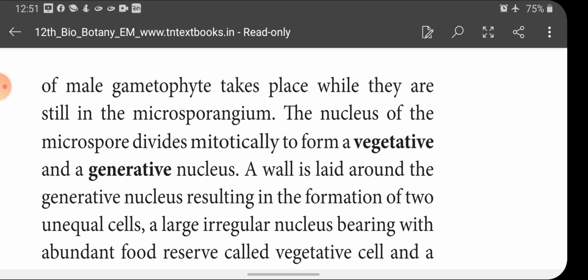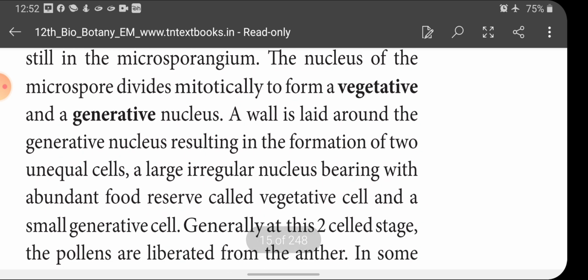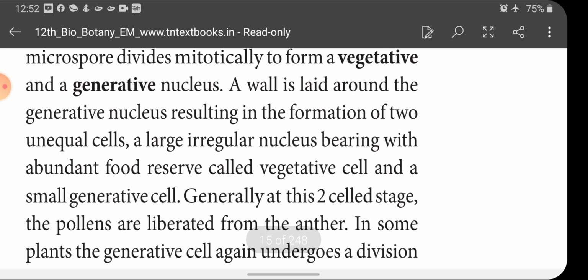The nucleus of the microspore divides mitotically to form a vegetative and a generative nucleus. So inside the microspore, the nucleus divides mitotically. What type of cell division has taken place in the microspore? Mitotic cell division. Because of the mitotic division, the nucleus of the microspore divides to form a vegetative nucleus and another, a generative nucleus.